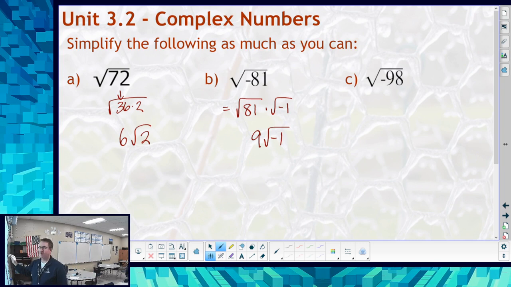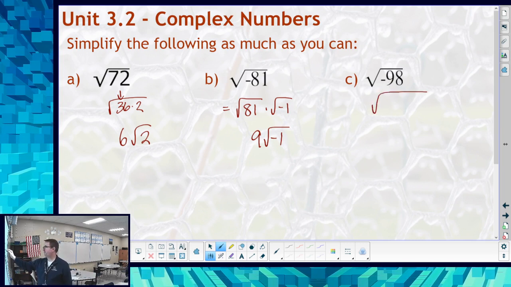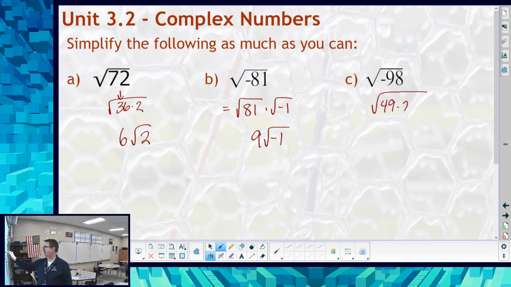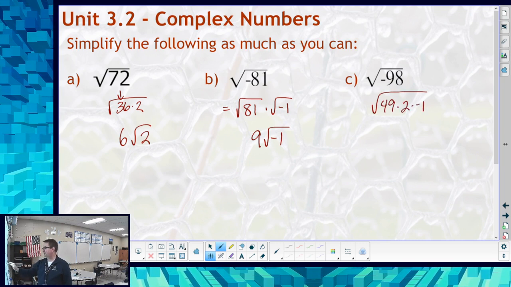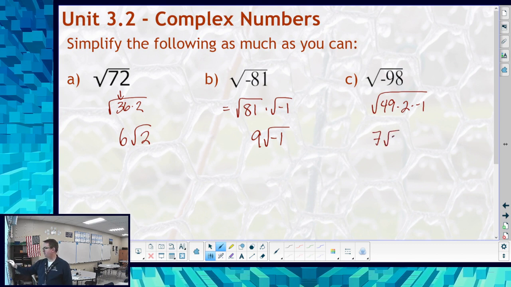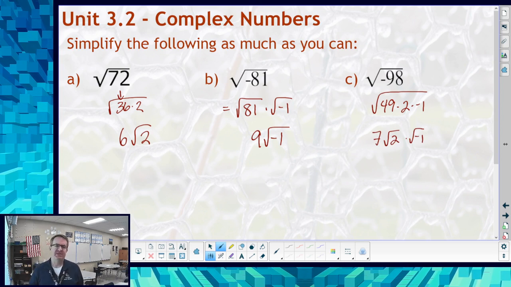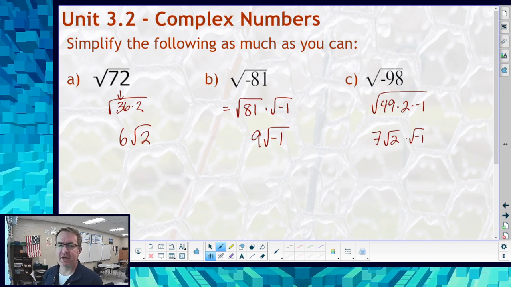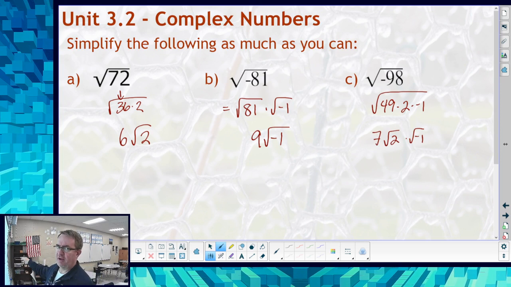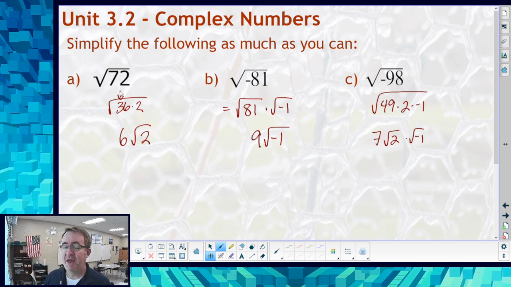So over here again, what you'd end up having is a 49, a 2, and a negative 1. So the square root of 49 is going to be 7. I have the root 2, and then I'm going to leave the square root of negative 1 over there because it's the problem child. We're just going to set it aside. Everything else seems to work when we don't have that there, so we're just going to pull it out. And that's actually what we do.